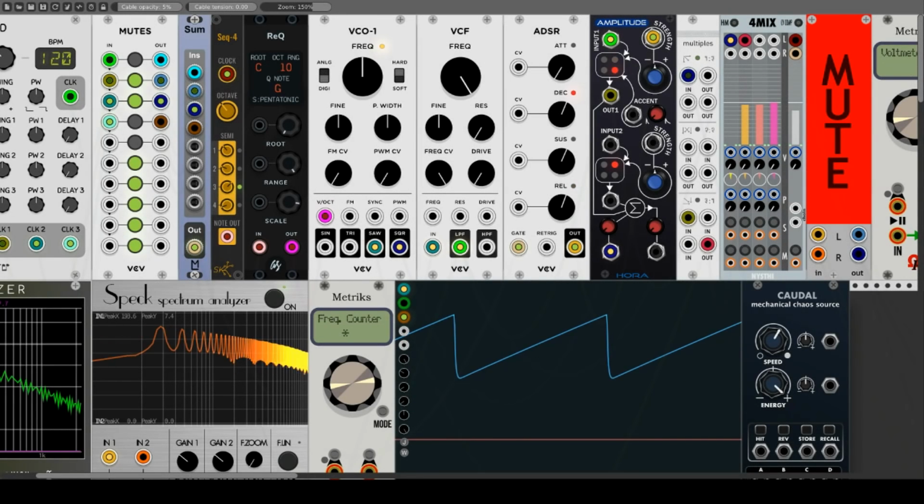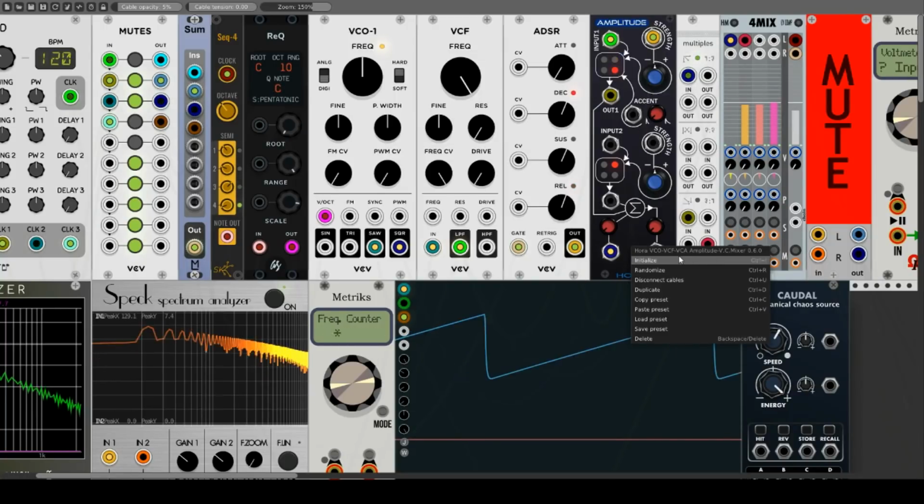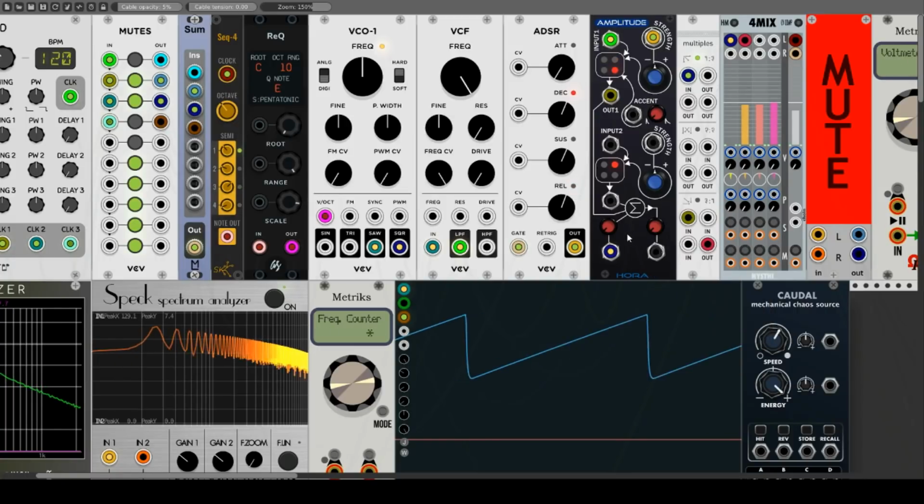The Amplitude VC mixer from Hora is one of the developer's free modules, which can be found in the plugin manager under VCO, VCF, VCA free, but can only be downloaded from the developer's website. The first thing that catches the eye here is the unusual design, which may seem a bit confusing at first.